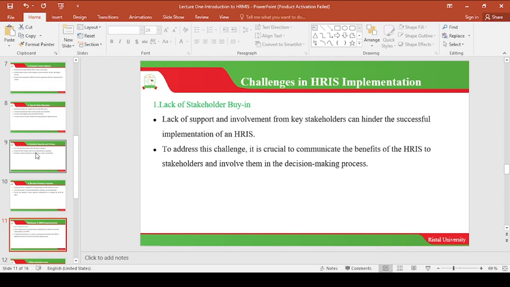Then you need to address this challenge by communicating the benefits of the HR information system to the stakeholders and involving them in the decision making process. So that's how you address the challenge of lack of stakeholder buy-in. Okay, communicate to them, convince them how important the system is and the benefit the organization is going to get from it, and also involve them to make some of the key decisions in the process of implementing the system.